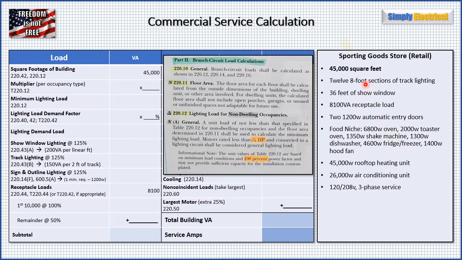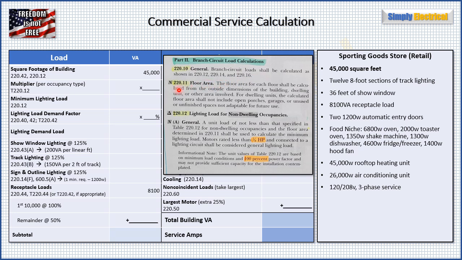Okay, so we've got our example over here and all of our listed loads. We're going to start off talking about our branch circuit loads, because the way we start off a load calculation is basically we're totaling up all of our branch circuit loads, and those come from Part 2 in Article 220. And then we go to Part 3 to find out all of our demand factors that we can apply. So we're going to start in Part 2 here. Branch circuit load calculations. 220.10 is our general. It says branch circuit loads shall be calculated as shown in 220.12, 14, and 16.